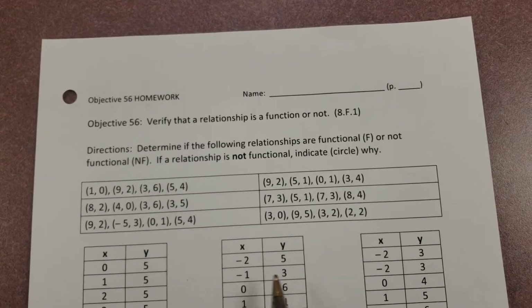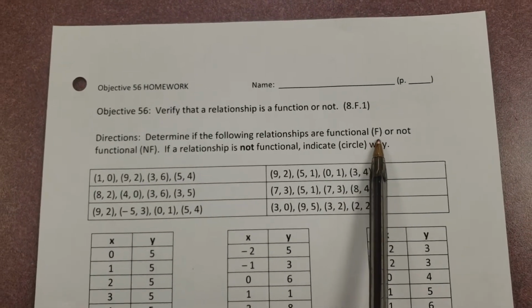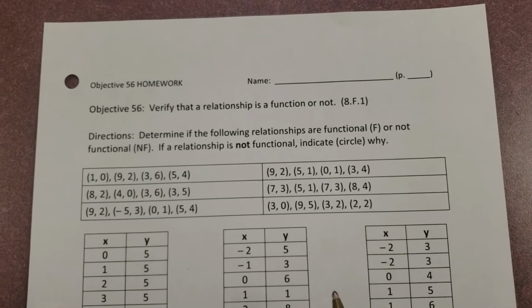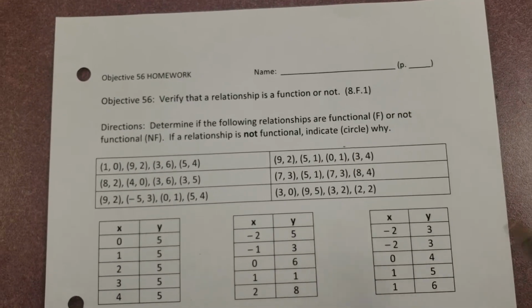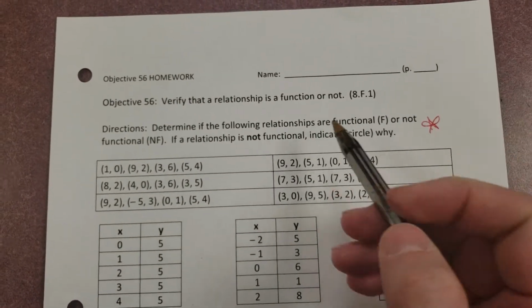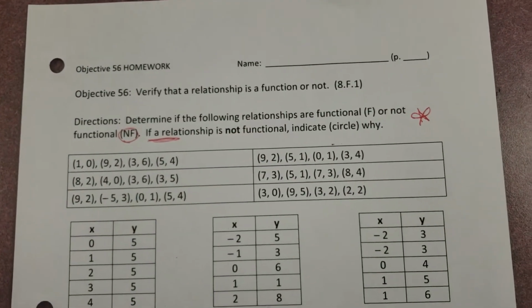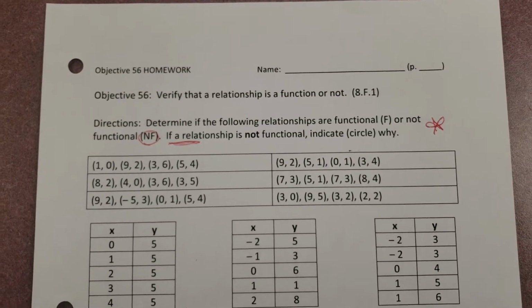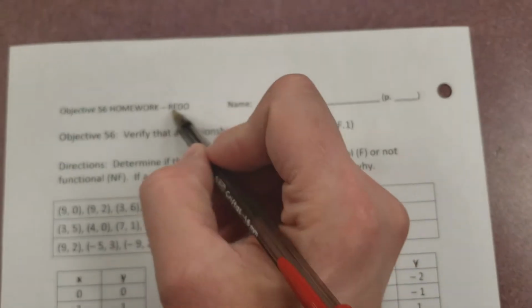So get your name at the top, class period, and the directions say to determine if the following relationships are functional, which you can mark with an F, or not, which you can mark with an NF. If the relationship is not functional, indicate or circle Y. So please note that if it is not functional, you have to do this part too. So don't forget that. And so I don't rob you of some of your homework questions, of your practice opportunities, let's do some samples from the redo side.